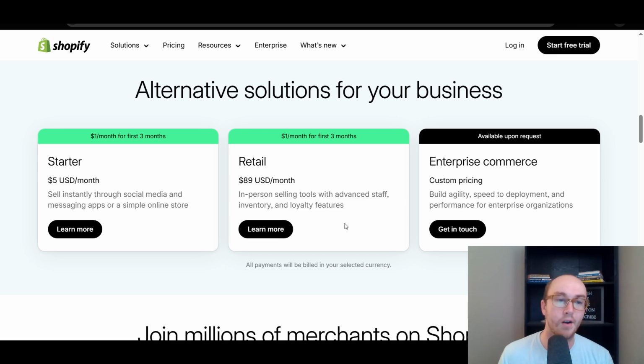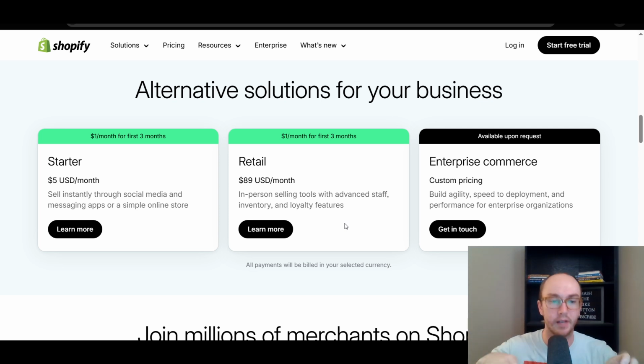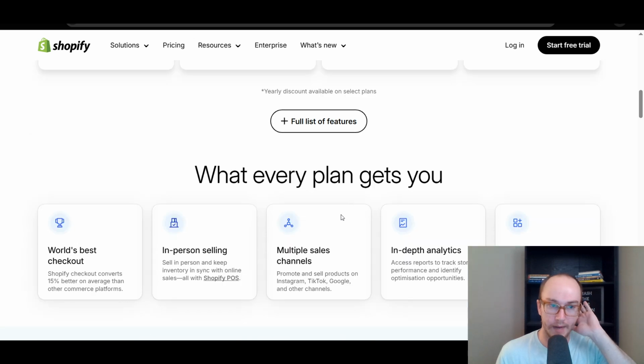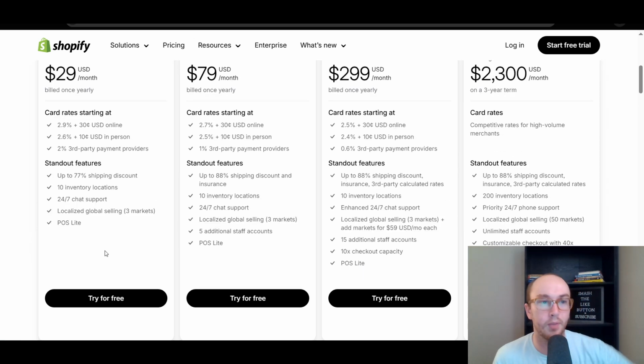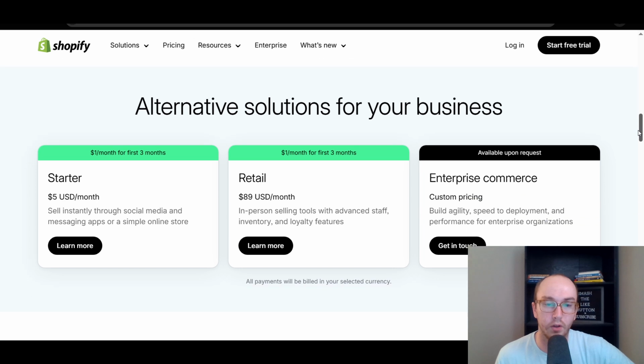That extra add-on is more or less the POS Pro plan, is the retail, and that's at $89 a month. That would be in addition to the regular Shopify plans, whether it be basic, grow, or advanced. Again, because they regularly come with the light version, which does not include the inventory tracking, the extra staff, and loyalty features. Again, these are more for in-person selling tools. If you do have a brick and mortar business, that's where the retail plan comes in.